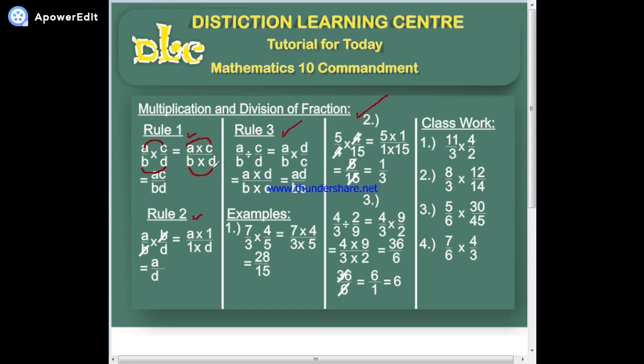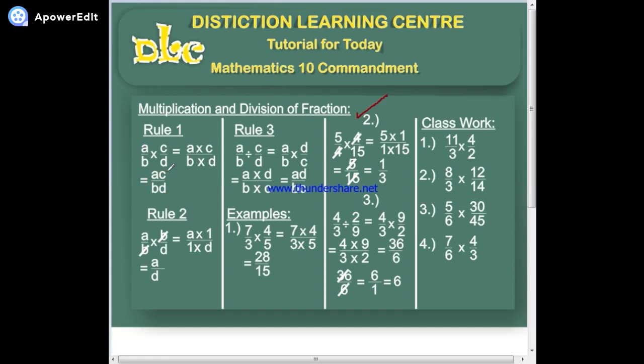After doing that, you solve A times C, which is AC, and B times D, which is BD. So that is how we arrive at AC over BD. That is rule 1. Now, let's proceed to rule 2.